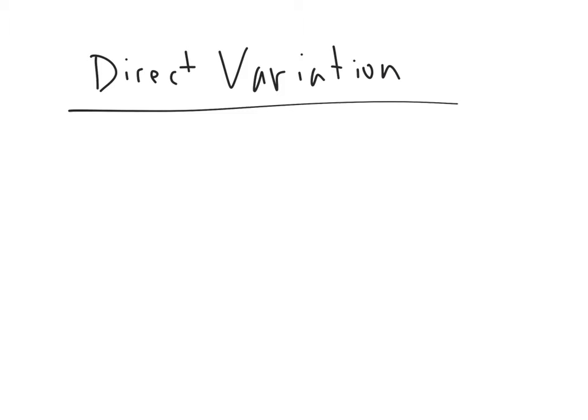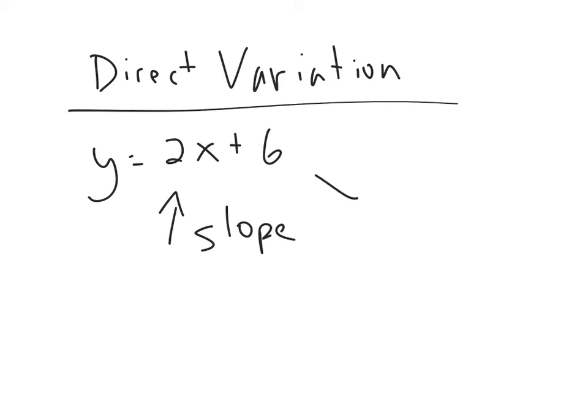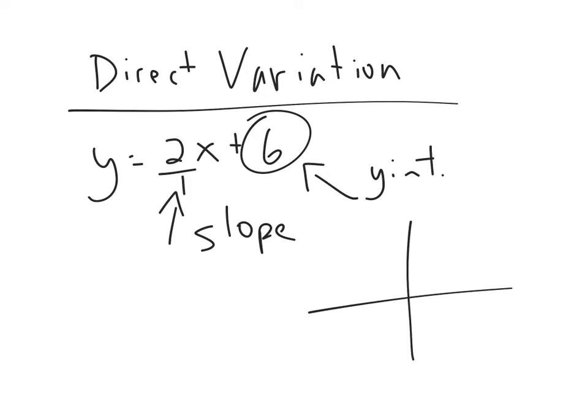But anyway, we've been graphing stuff like this, right? 2x plus 6, and this is our slope, okay? And this is our y-intercept, right? So we start at 6, and then we're going to go up 2 over 1, right? Well, the only difference with direct variation is there is no y-intercept. It's always going to start at 0. So every line that we graph is going to start there. So instead of y equals 2x plus 6, we're going to just have y equals 2x, or whatever slope we need, okay? And so this line would look like this, right? That's basically where we're going to start, okay?